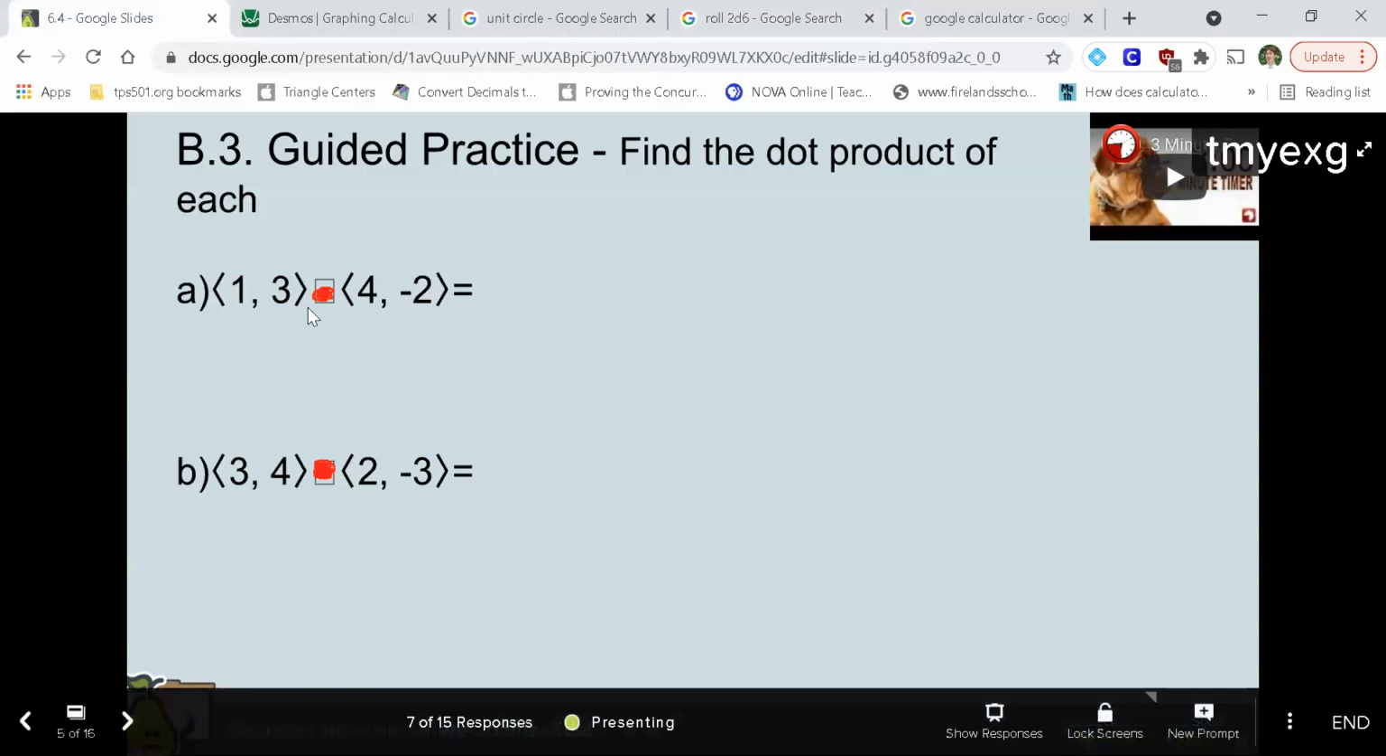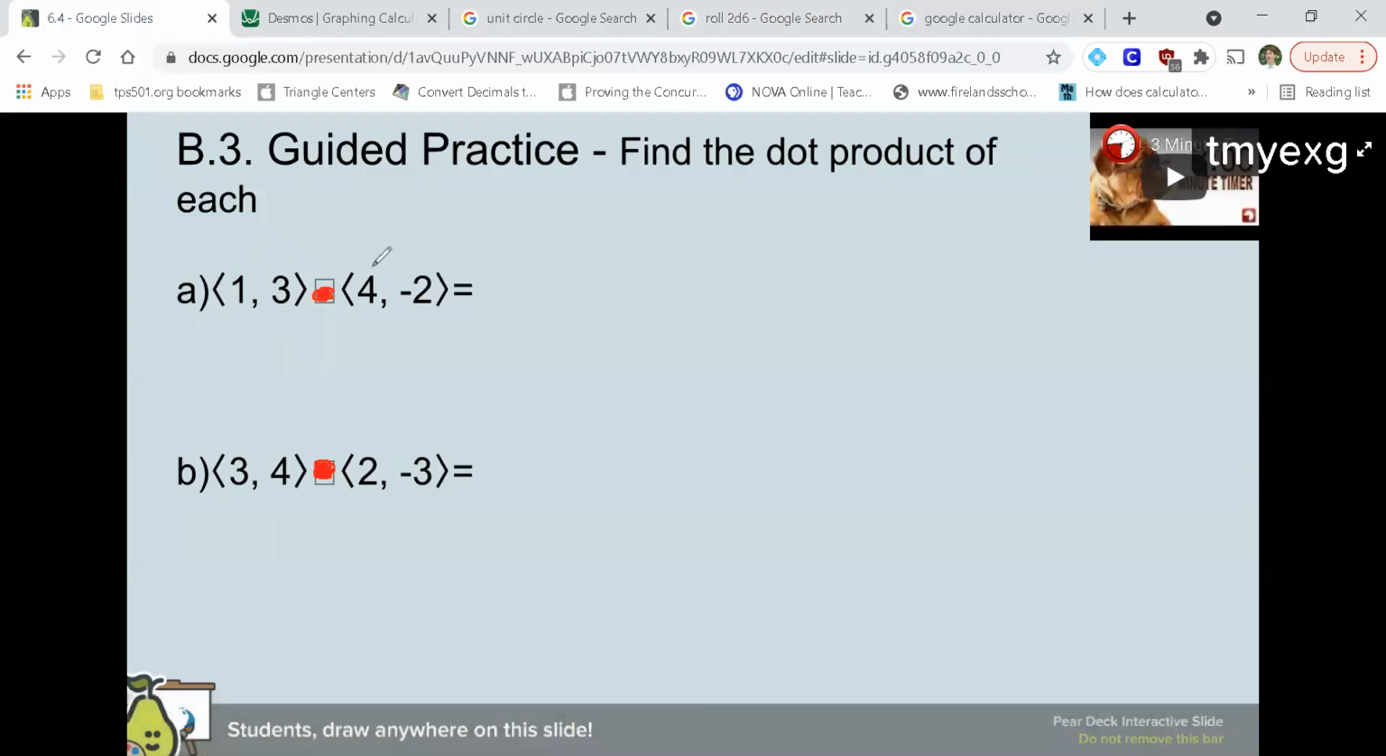Emily, you want to start us off here with this first one? What do I do with the 1 and 4? Just multiply them together. Same thing with the 3 and the -2. And then if you add those, what do we get? Yeah, 4 minus 6, -2. Yay, thank you, Emily.